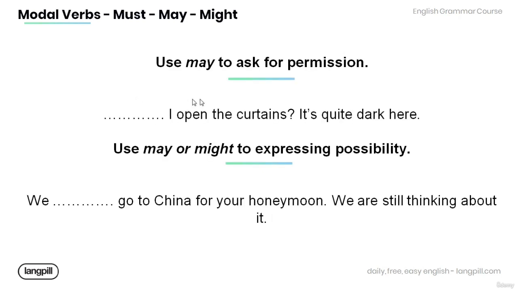Also, remember that we use may to ask for permission, and we use may or might to express possibility. Now read the following sentences and fill in the blanks using the appropriate modal verb. I opened the curtains. It's quite dark here. May I open the curtains? It's quite dark here. We go to China for our honeymoon. We are still thinking about it. We might go to China for our honeymoon. We are still thinking about it.